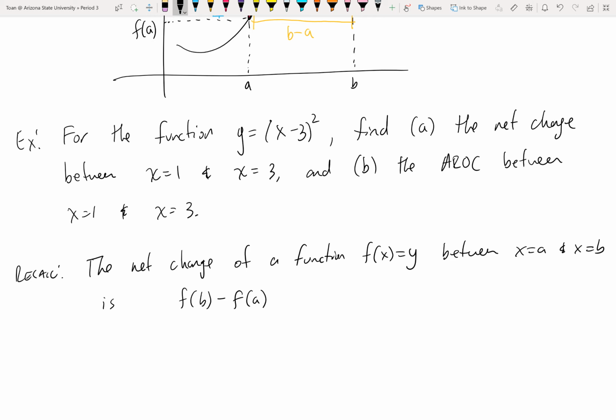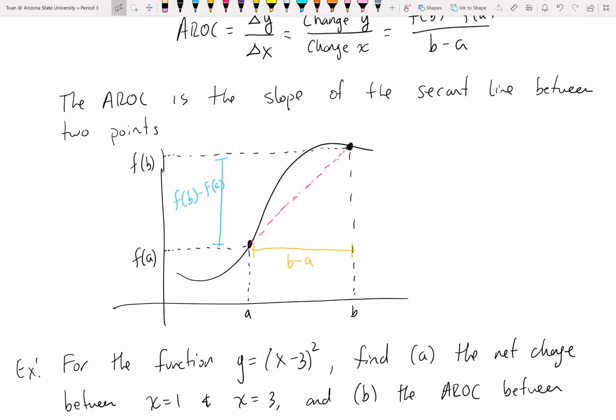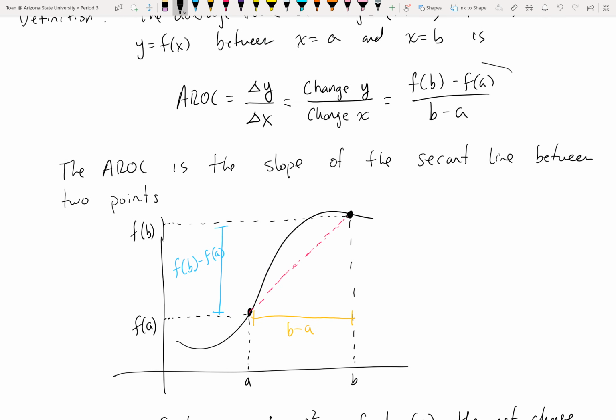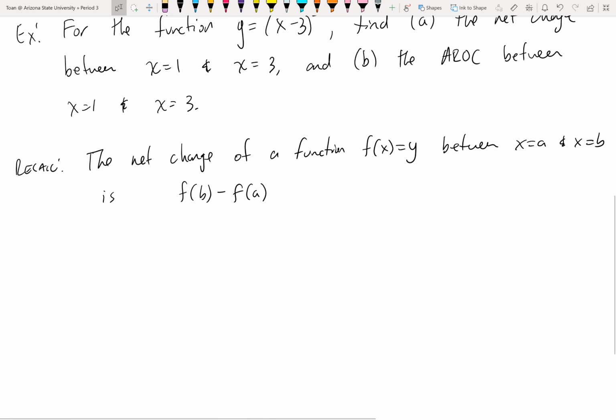Let's mosey on over. I'll scroll it back down. Let's mosey on over to the formula for AROC. Gee, there's f of b minus f of a. So that's all net change is. Net change is the numerator of your slope formula. So let's go ahead and do this problem. So in order to answer this question, I need the y values. They give me 2 x values, 1 and 3. We need the y values.